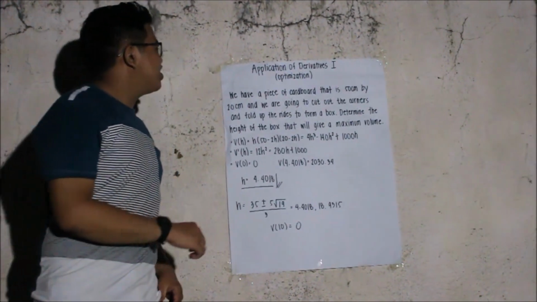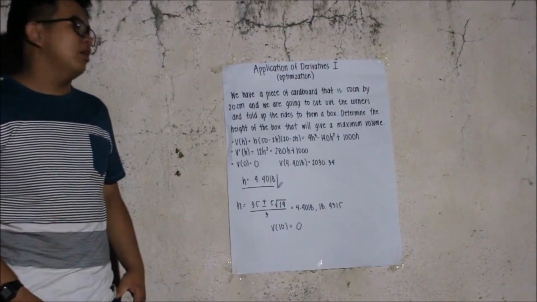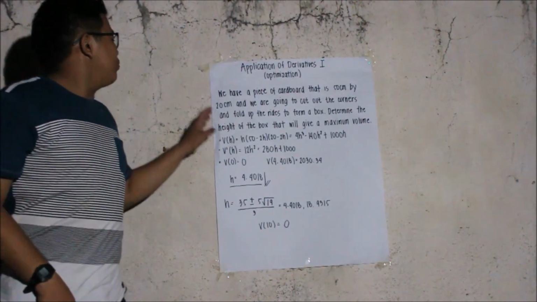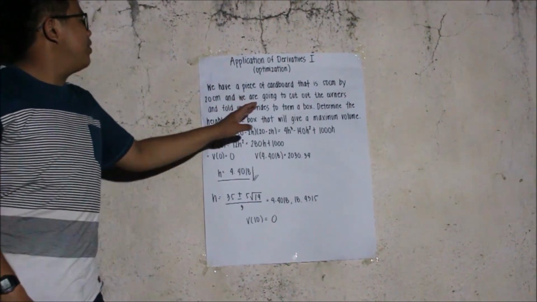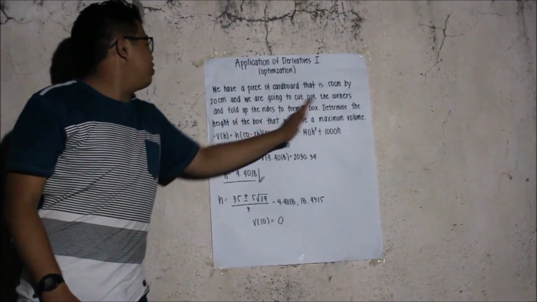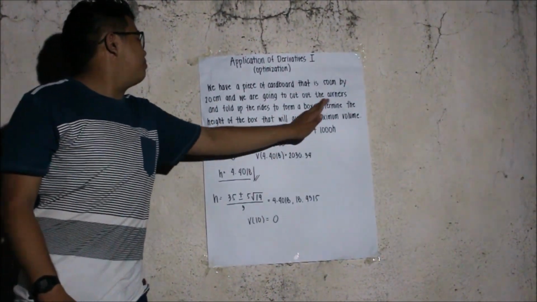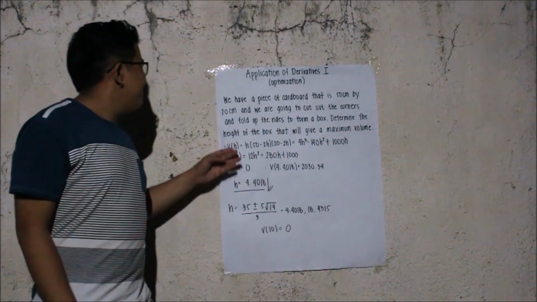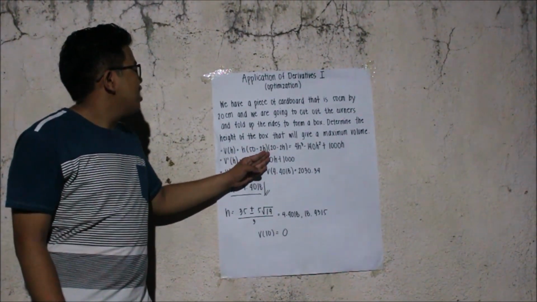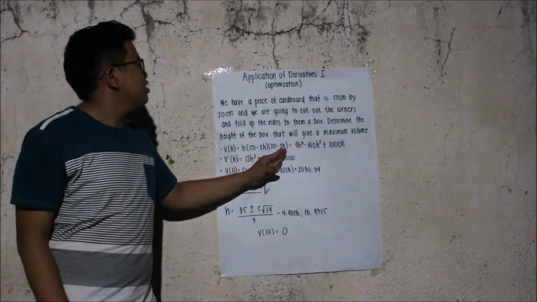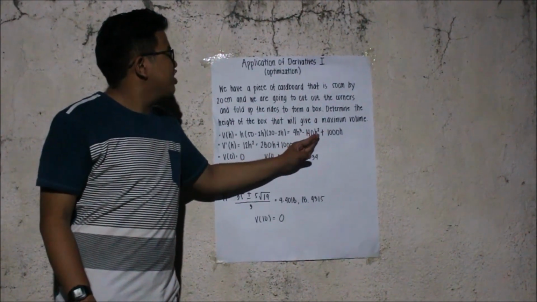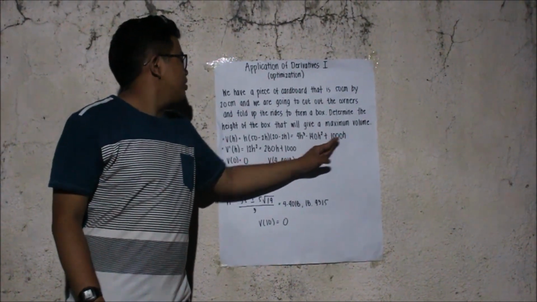Now, we have the application of derivatives for optimization. For our problem, we have a piece of cardboard that is 50 by 20 centimeters and we are going to cut out the corners and fold up the sides to form a box. Determine the height of the box that will give a maximum volume. We have V of h is equal to h times the quantity 50 minus 2h times the quantity 20 minus 2h, which is equal to 4h cubed minus 140h squared plus 1000h.